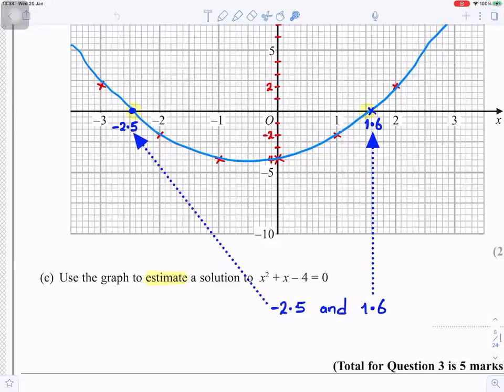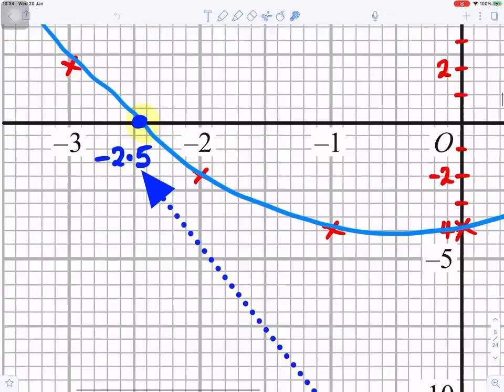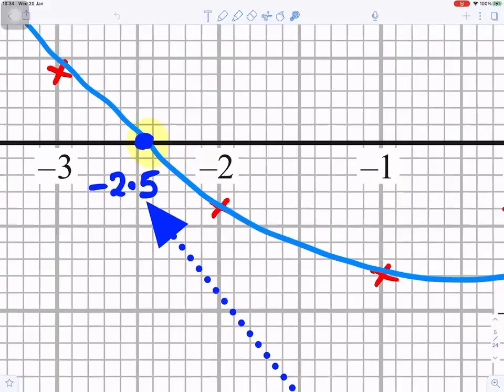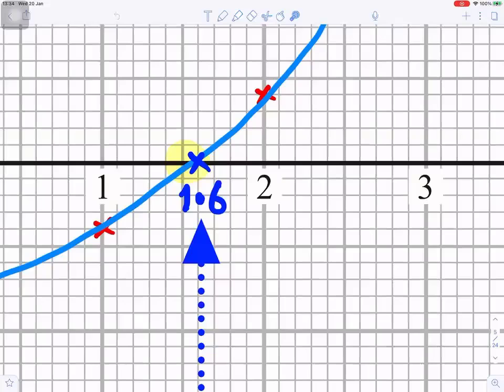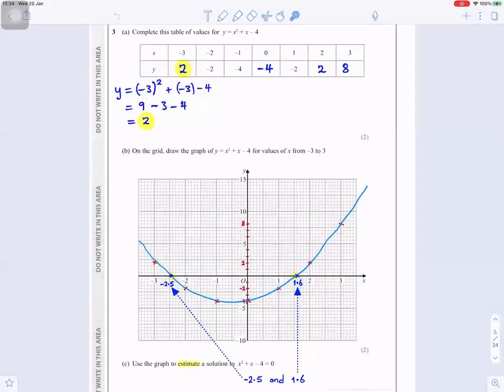Part C says use the graph to estimate the solution to x squared plus x minus 4. The solution is where the curve crosses the x-axis. If you zoom in, you will see the graph crosses the x-axis at minus 2.5 for one of them, and the graph crosses the x-axis at 1.6. So the solution is minus 2.5 and 1.6. That's a complete answer for question number 3.